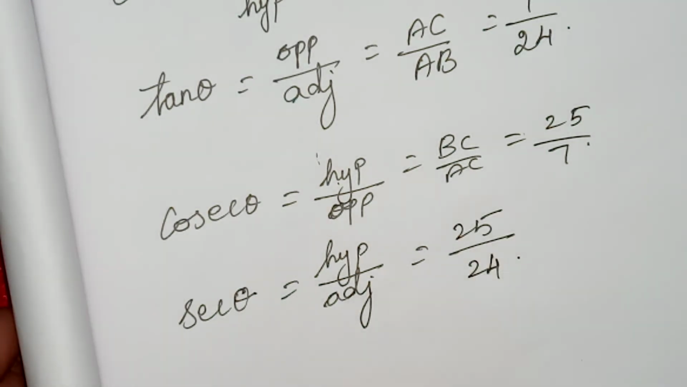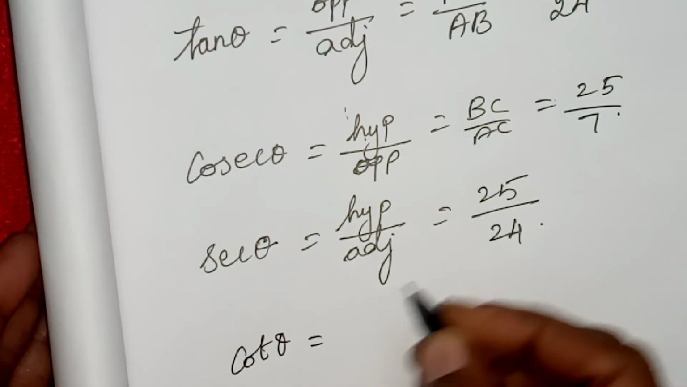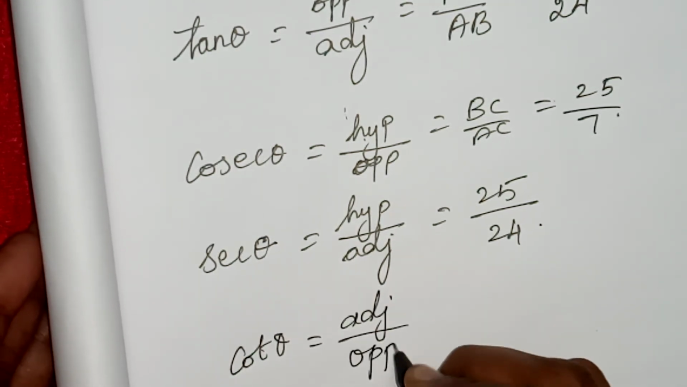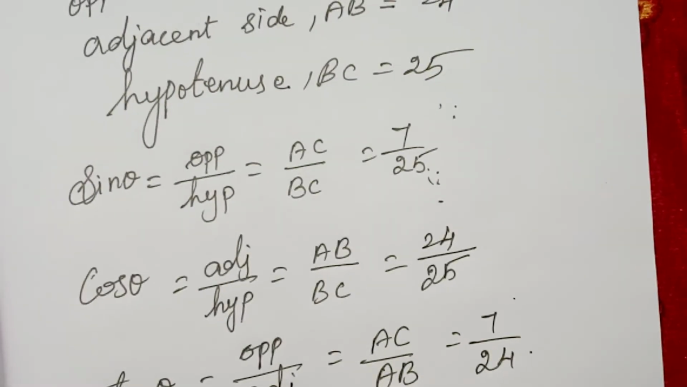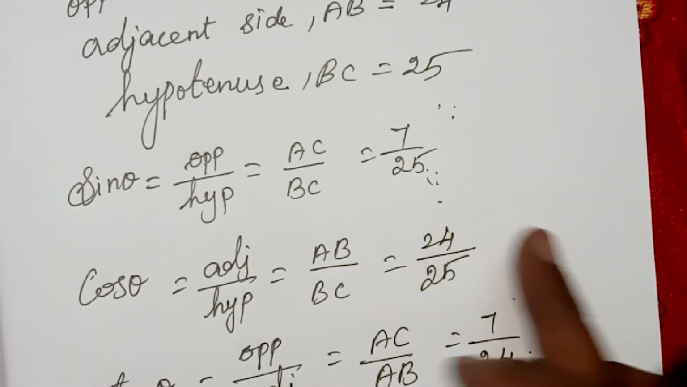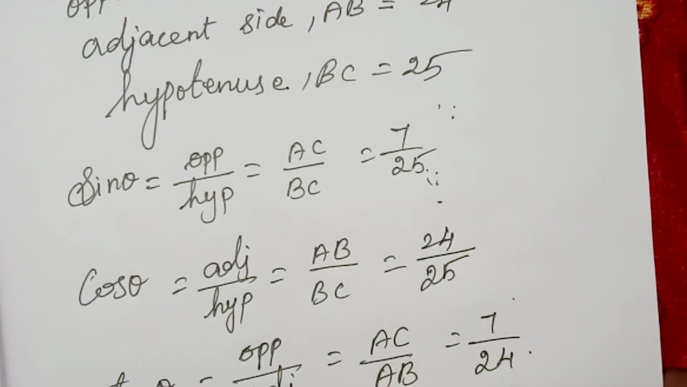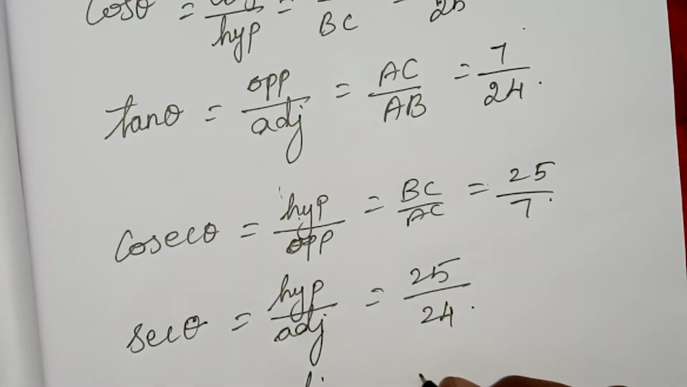Next, cot theta is the reciprocal of tan theta. So cot theta is equal to adjacent side by opposite side. What is the adjacent side? Adjacent side AB divided by opposite side AC. So it's equal to 24 by 7.